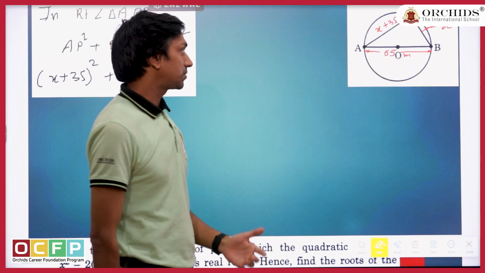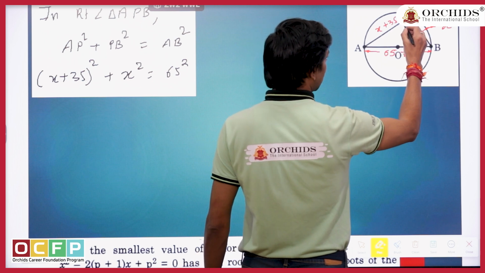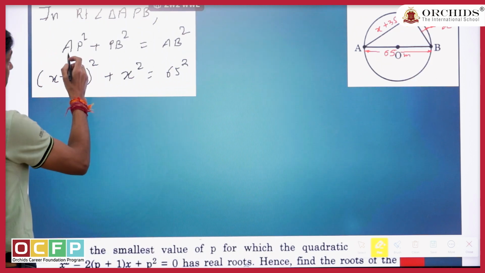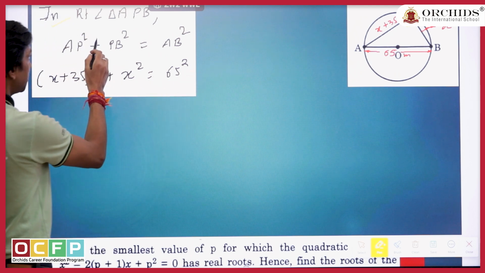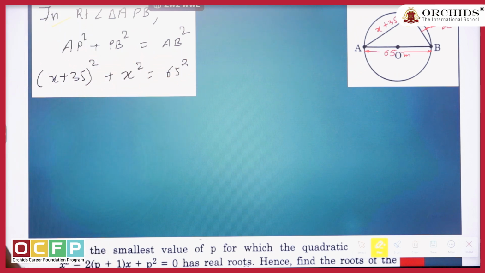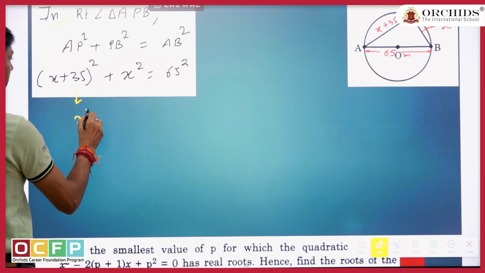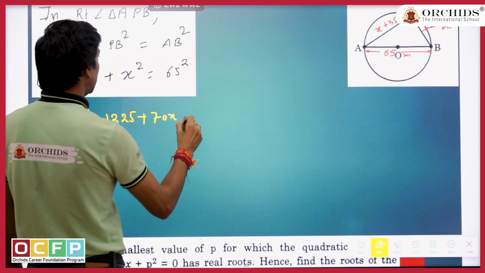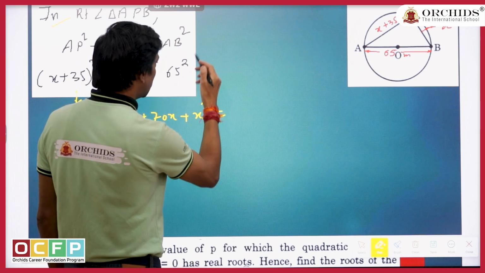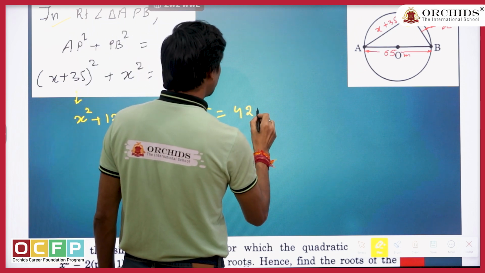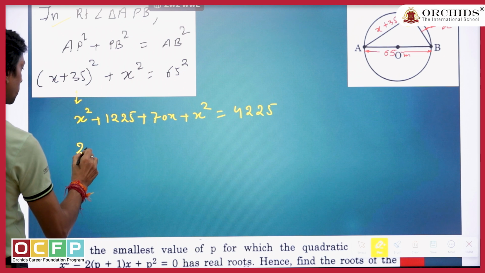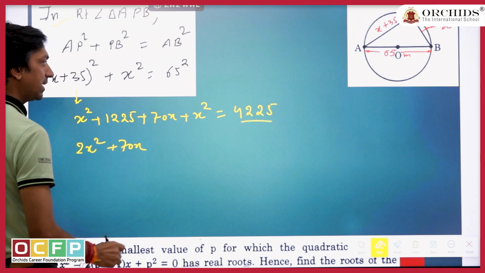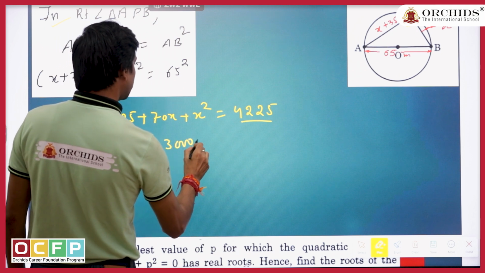For that, we apply the Pythagoras theorem, because this angle is 90 degrees, as the ends of a diameter form an angle of 90 degrees at the circumference. So in a right angle triangle, AP square plus PB square equal to AB square. When we substitute the values, we get x square plus 1225 plus 70x plus x square is equal to 65 square, which is 4225. So it becomes 2x square plus 70x, and when this comes to the left hand side, it gives minus 3000, equal to 0.